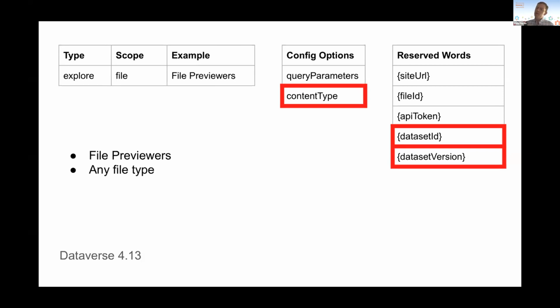But to do that, we had to get away from the idea of tabular files only. So he added content type as a config option for the tools. That means that you can, again, specify this tool is for images or audio or whatever MIME type, content type. He also added dataset ID and dataset version back then.